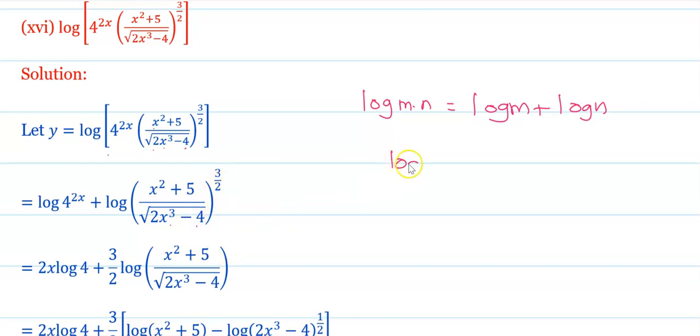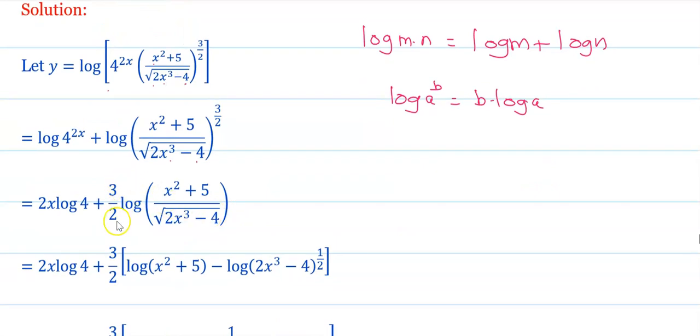Next, log of a raised to b means b times log of a. Therefore, 3 by 2 log of x square plus 5 upon root of 2x cube minus 4. Again, log of m upon n is, by the rule, log of m minus log of n. Therefore, 3 by 2 log of x square plus 5 minus log of 2x cube minus 4, and the root sign means raised to 1 upon 2.